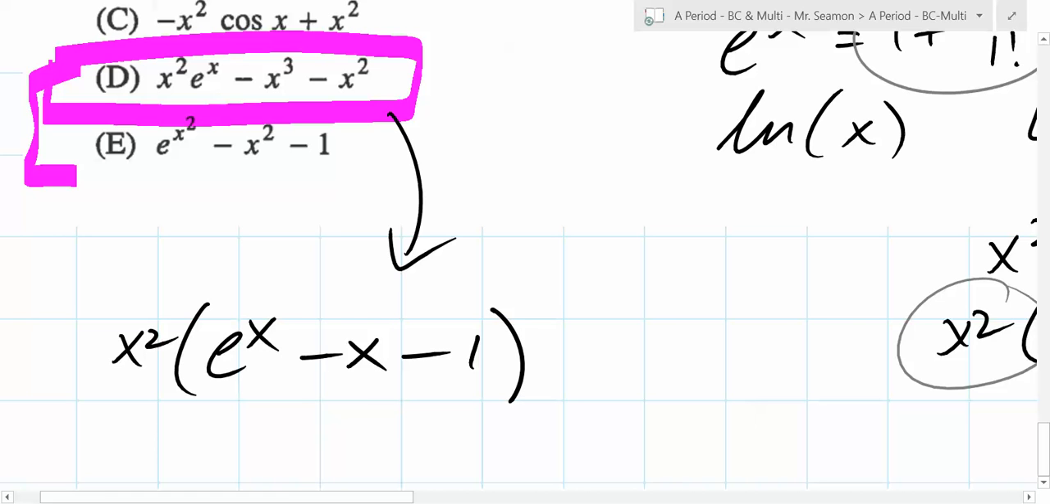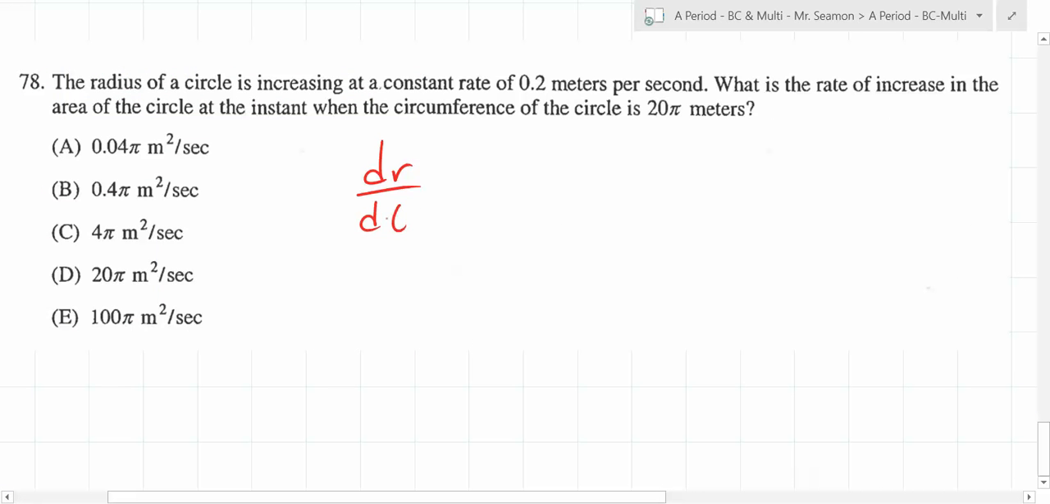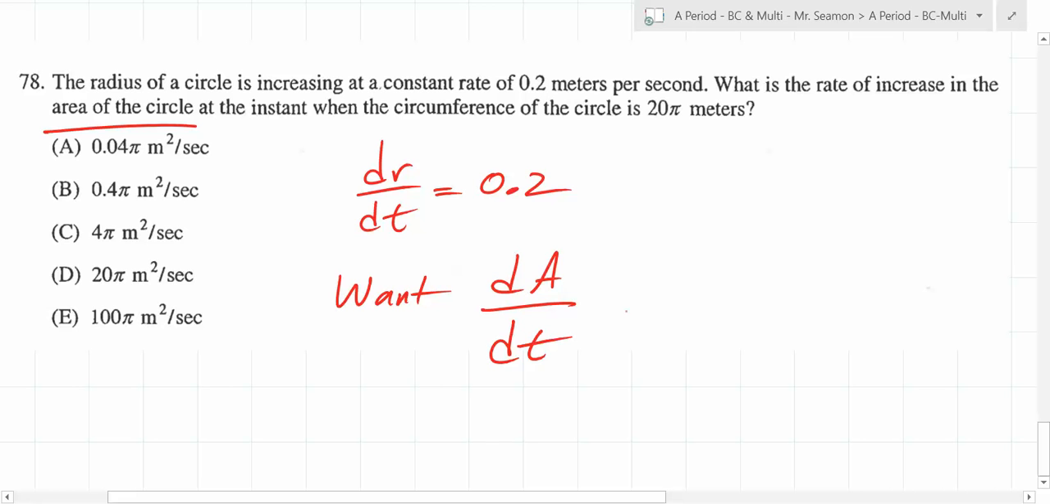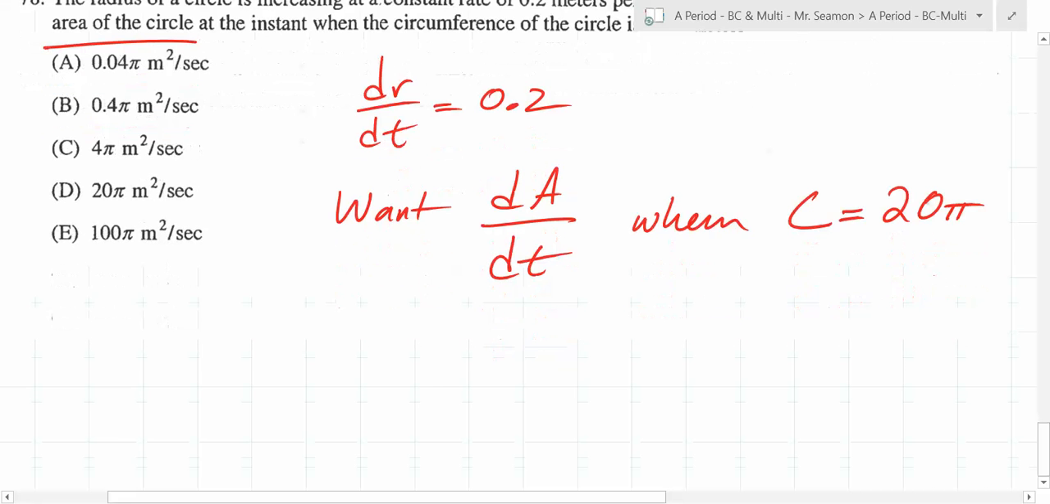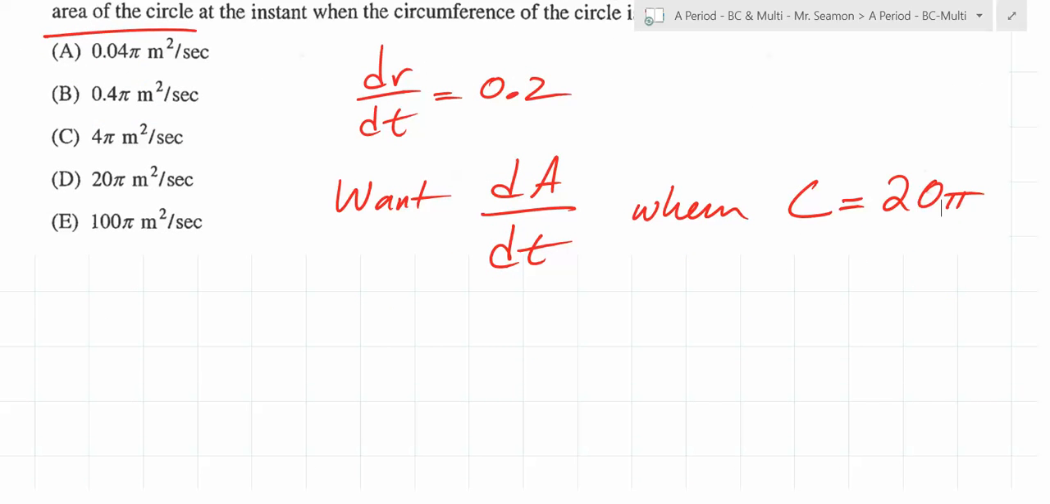Just deconstruct it. dr/dt is what? 0.2. Nice. What is the rate of increase in the area of the circle? Area of the circle. So what do we want? dA/dt. What is the rate of increase in the area of the circle, dA/dt, when C is equal to what? 20 pi. So what are we trying to link together? Area and radius. Well, area when C is equal to 20 pi.